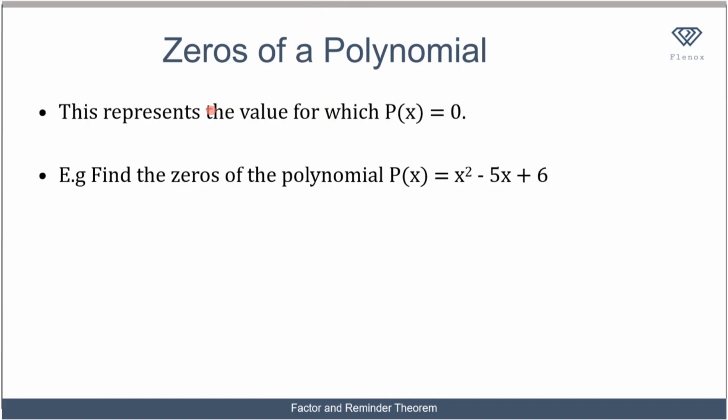Now let's talk about the zeros of a polynomial. This represents the value of x for which the polynomial is equal to 0. Again, it can also mean the roots of the equation. So now let's find the zeros of the polynomial. We have a quadratic equation here. When you are asked to find the zero, it's equivalent to finding the roots of an equation.